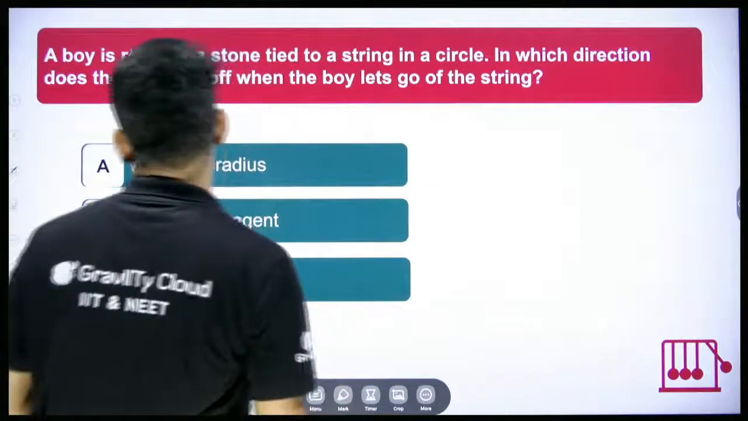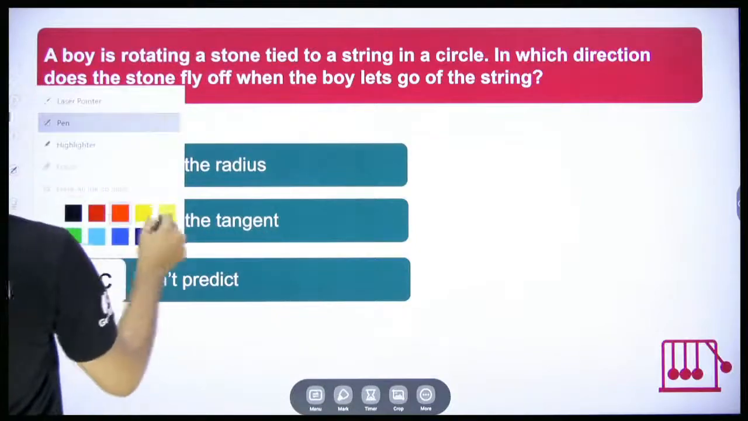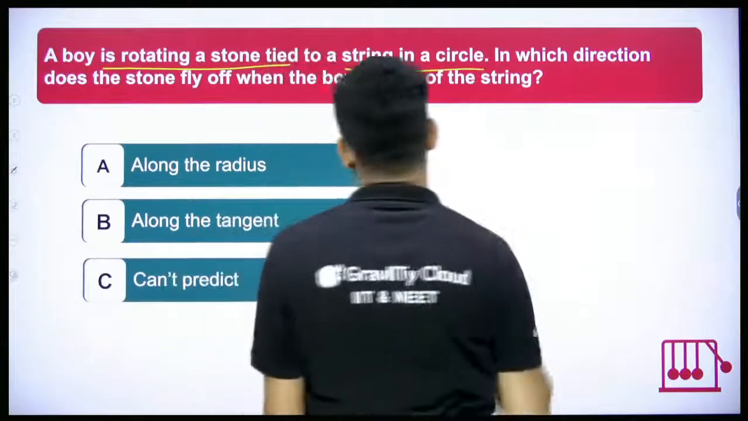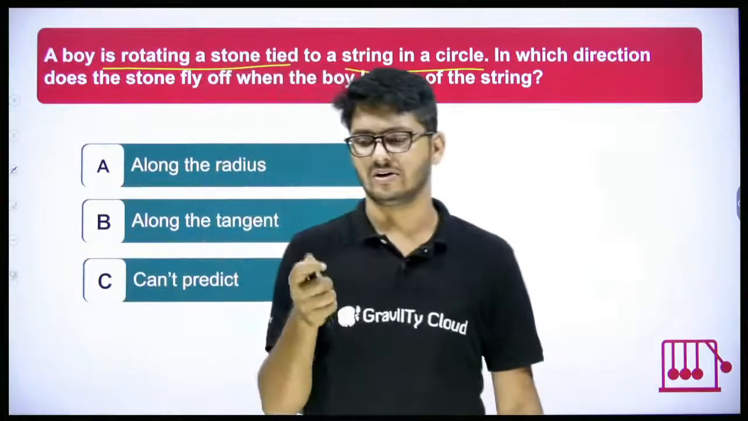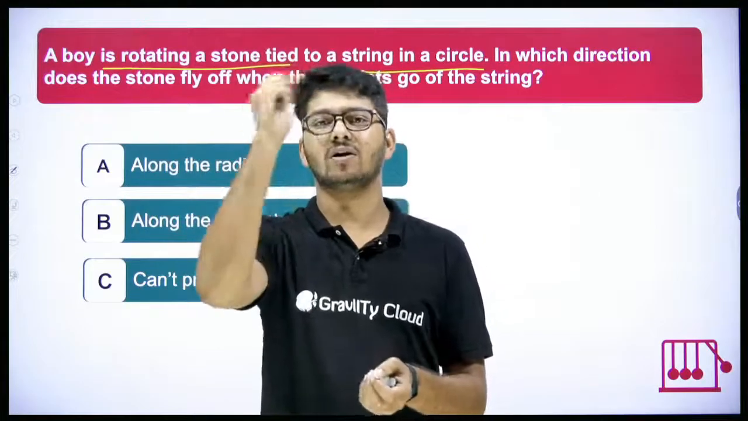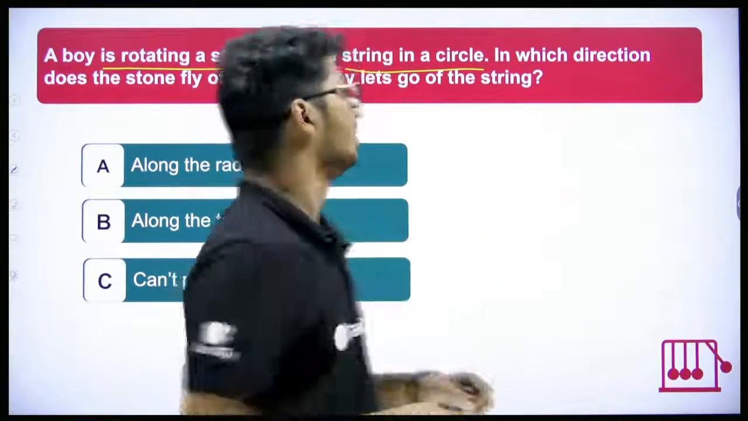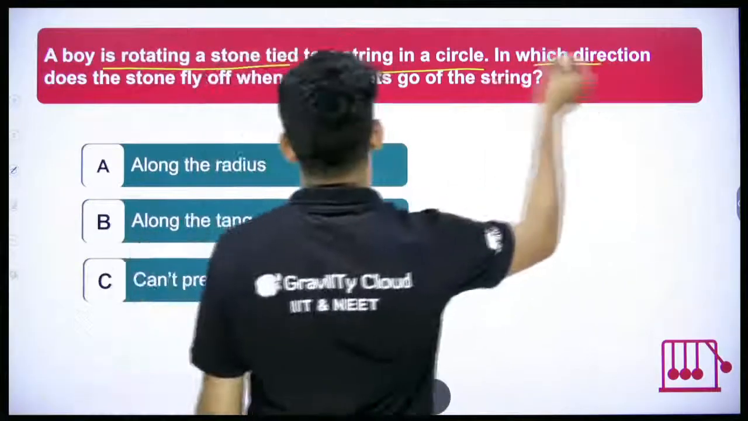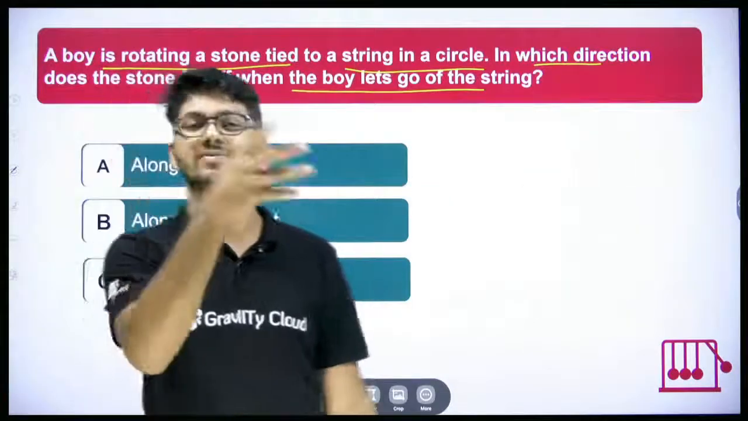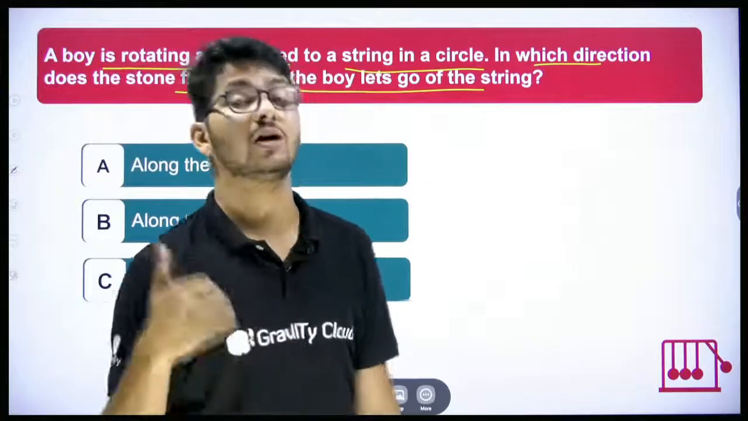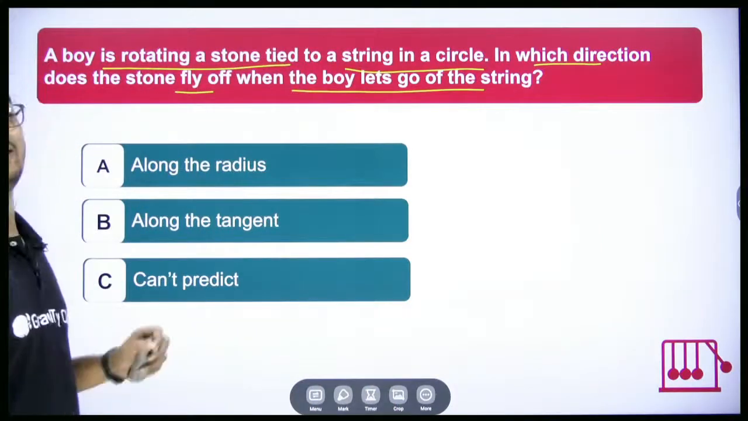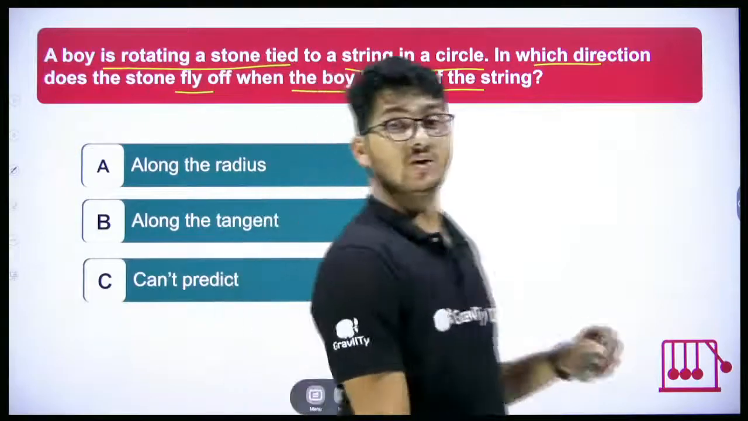So you have a simple question here. A boy is rotating a stone tied to a string in a circle. Just imagine, there is a stone, you are tying it with a thread, and you are rotating it in a circle. So in which direction does the stone fly off when the boy lets go? I mean, he leaves the string. Along the radius, along the tangent, or we cannot predict? What is that going to be?